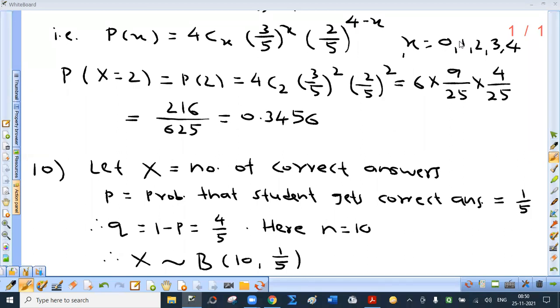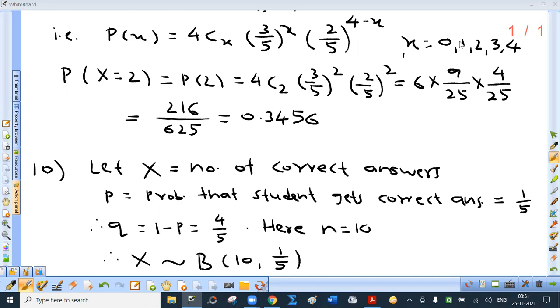Now we begin with, let X stand for the number of correct answers. P is the probability that the student gets a correct answer. What is that? 1 upon 5. Why? Because it is given that in each of which a candidate has to deduce which one of 5 suggested answers is correct. And here actually exactly one answer is correct. This should have been given, but anyway, we assume that exactly one is correct. So P is 1 by 5. What will be Q? 4 by 5.